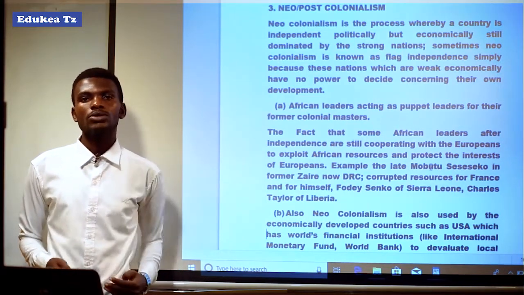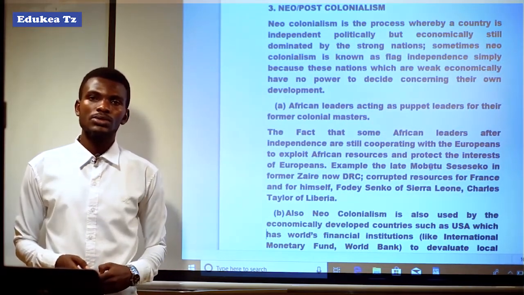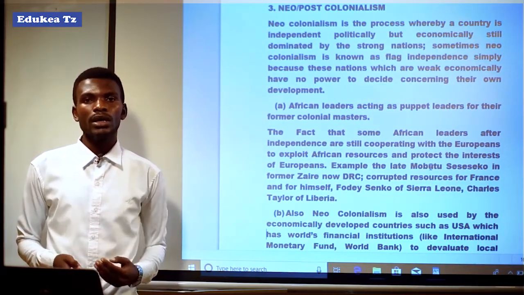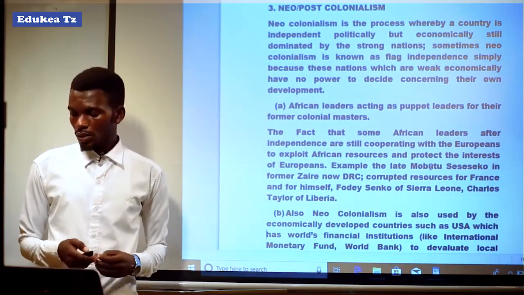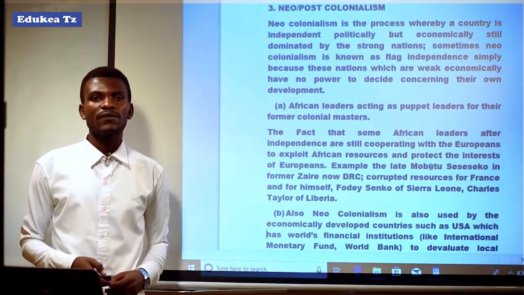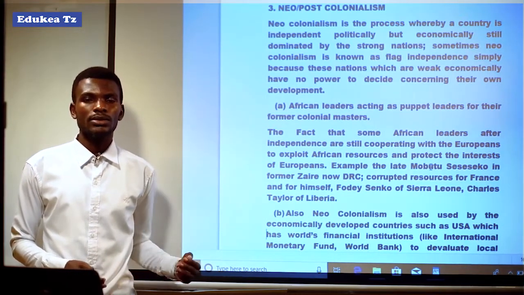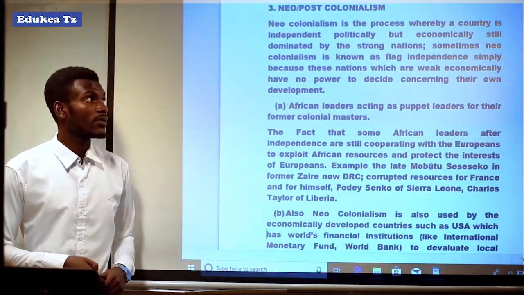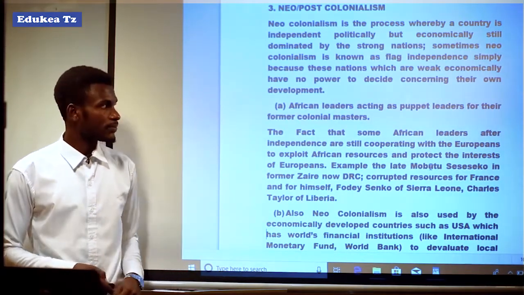So they depend on the strong nations to support them in economy, and those nations give them conditions which must be followed in order to get the economic or financial assistance.